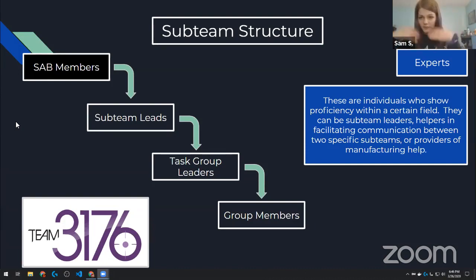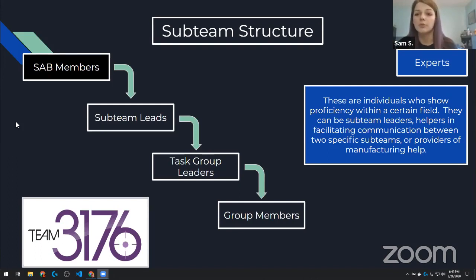And then from there, we have the task group leaders, which are the people that fulfill different leads within the different projects within each subteam. And then there are the group members for those task groups beneath that. So the flow of leadership is the same across the team. We make sure to establish that towards the beginning of the year, just to make sure that there is cohesiveness across the team, and that way the communication of leadership can go more smoothly across the team.